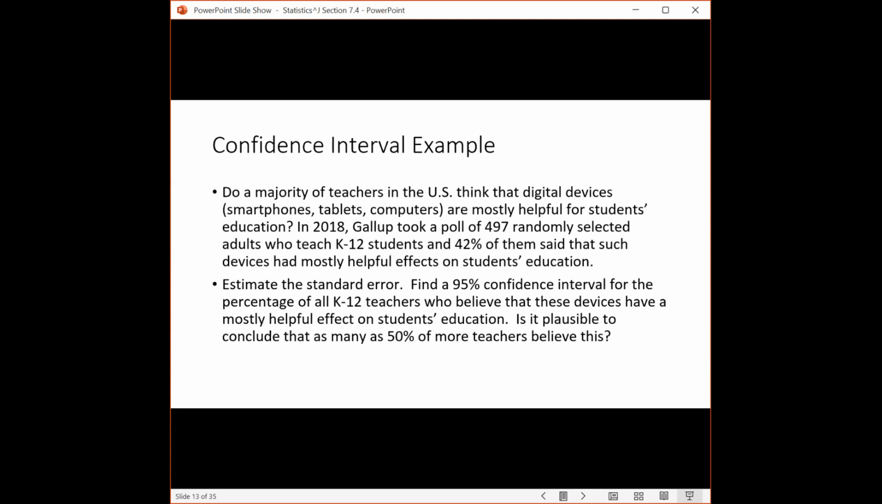You can see it's just a formula. We're just going to plug stuff into the formula to calculate the confidence intervals. So, do a majority of teachers in the US think that digital devices are mostly helpful for students' education? In 2018, Gallup took a poll of 497 randomly selected adults who teach K through 12, and 42% of them said the devices had mostly helped. They want us to estimate the standard error and find a 95% confidence interval. And then they ask, is it plausible that as many as 50% or more teachers believe this? That's going to be an application of the confidence interval, so we'll look at that at the end.